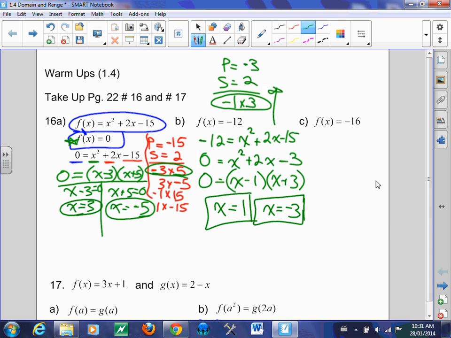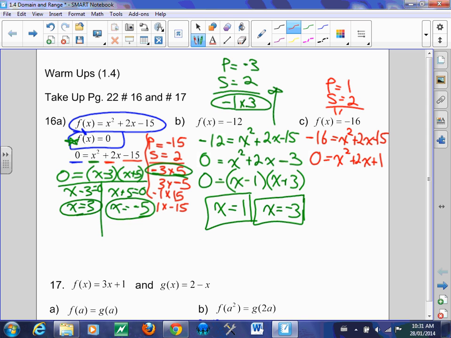All right, last question, ladies and gentlemen. F at x equals negative 16, so negative 16 equals x squared plus 2x minus 15. Bring the negative 16 over. So you're going to have x squared plus 2x plus 1. Now, if you didn't recognize that as a perfect square, you can make sure you do the product and the sum. So product equals 1, sum equals 2.